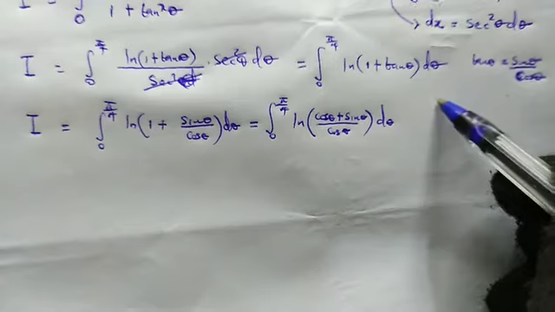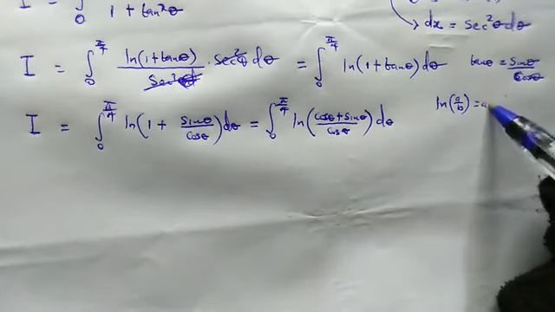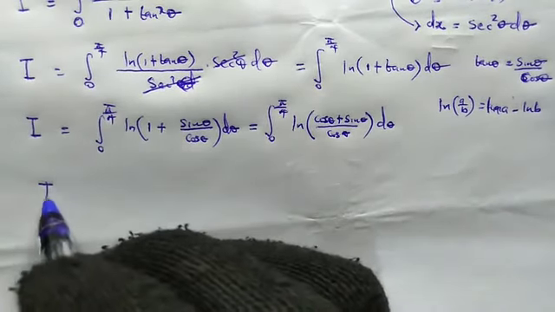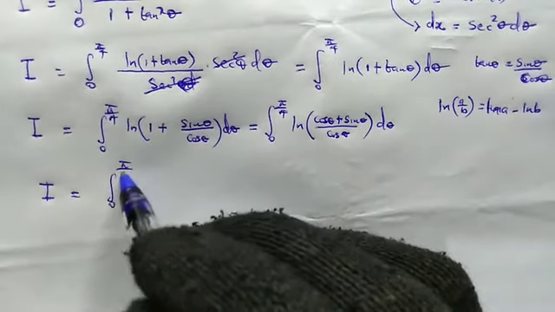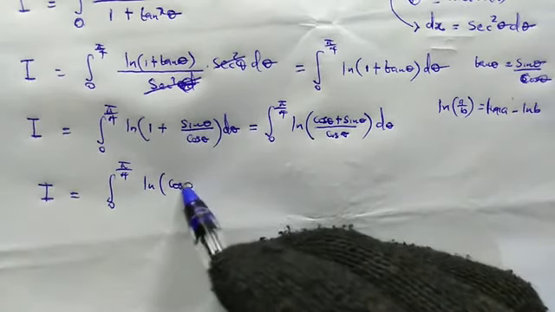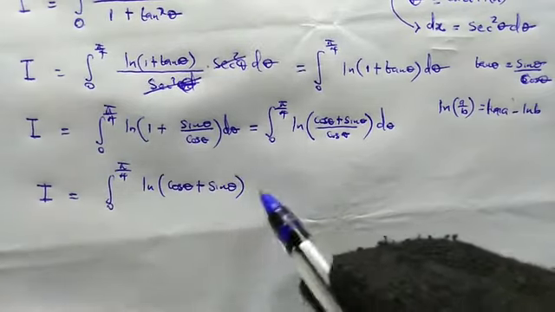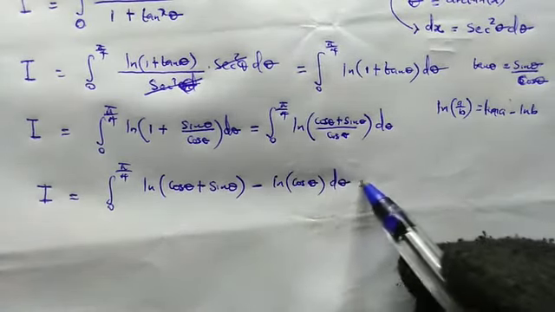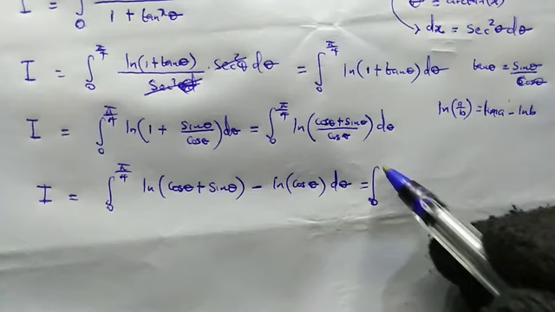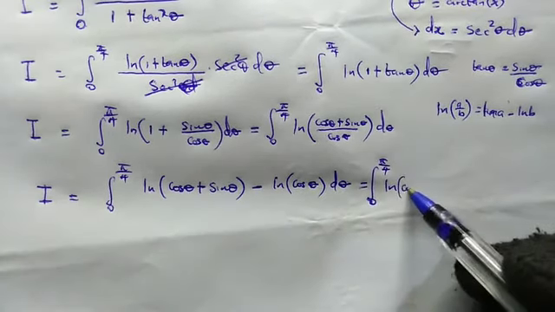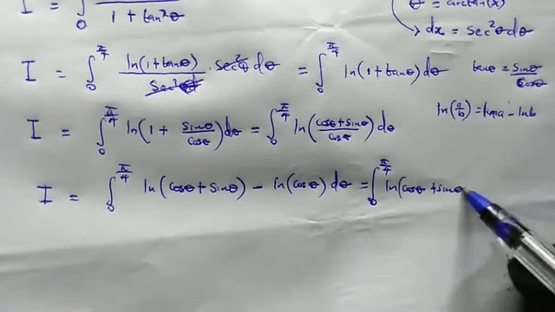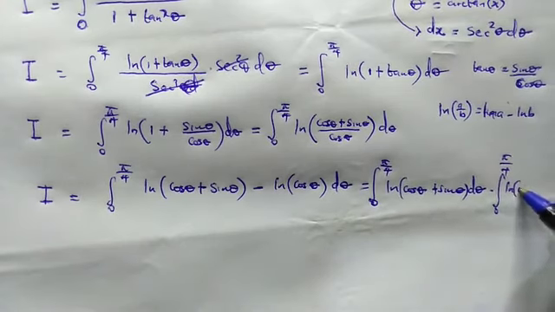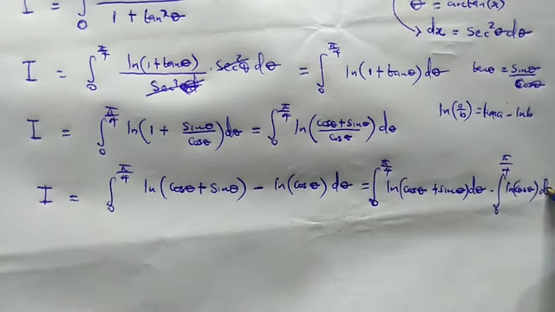So we're going to make use of a very well-known logarithmic property. And what's this property? When we have the natural log of a over b, this is equal to the natural log of a minus the natural log of b. So from here, I is equal to the integral from 0 to pi all over 4 of the natural log of cosine theta plus sine theta, then minus the natural log of the cosine theta, d theta. And here we split as follows: the integral from 0 to pi all over 4 of the natural log of the cosine theta plus the sine theta d theta, then minus the integral from 0 to pi all over 4 of the natural log of the cosine theta d theta.